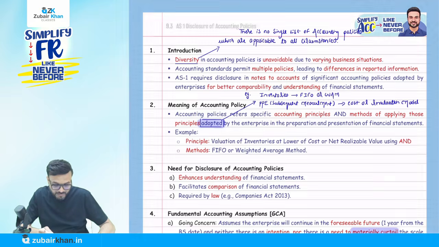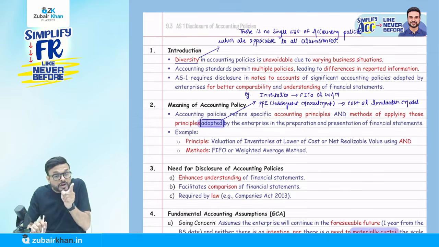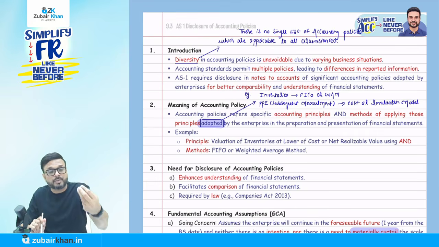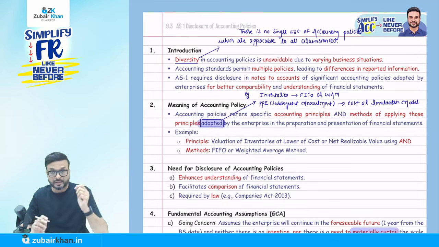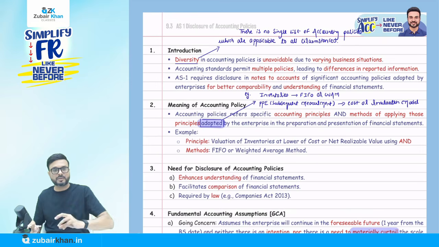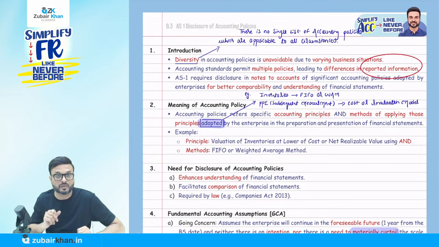Therefore, there is no single list of accounting policies which are applicable to all circumstances. We cannot say you have to follow weighted average. No, they have different options. Some may follow the weighted average method, some may follow the FIFO method. Accounting standards permit multiple policies, leading to differences in reported information. Yes, correct. Accounting standards give us various options, for example weighted average method or FIFO method, so it is important to disclose which accounting policy we have followed.